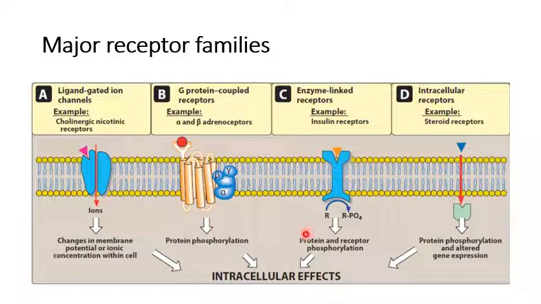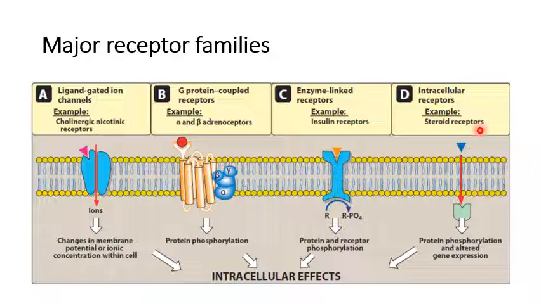Another type of receptors is the enzyme-linked receptors. An example of these receptors is the insulin receptor, where the insulin is bound to the extracellular domain of the receptor. This produces the activation of phosphorylation enzymes, and this will cause subsequent intracellular effects.